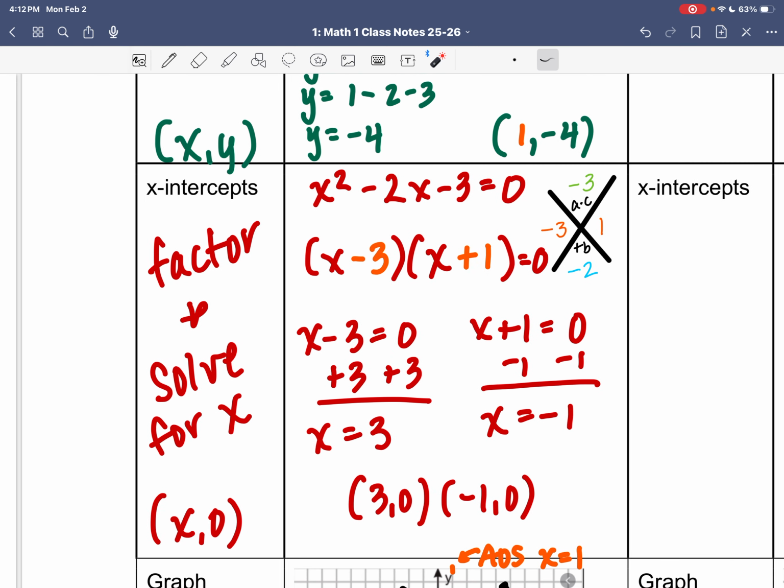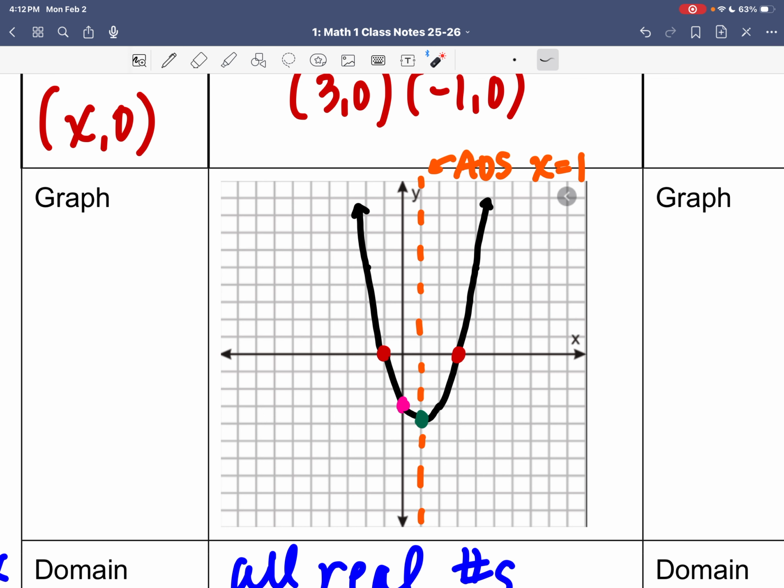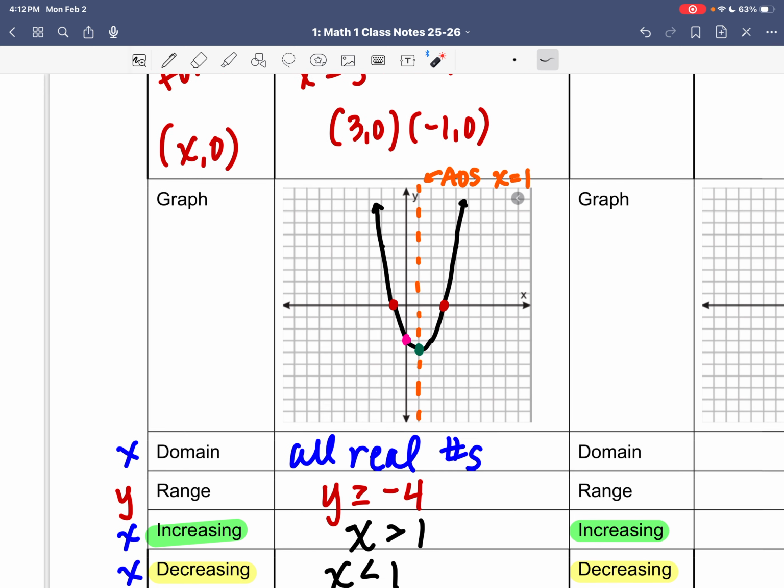All right, now we're going to take all this information and we're going to graph it. So we know our y-intercept. We know our vertex. We know our x-intercepts, and we know our axis of symmetry. So now that we've graphed all of those points and your axis of symmetry, we also know it opens up and it has a minimum. So let's look at the rest.